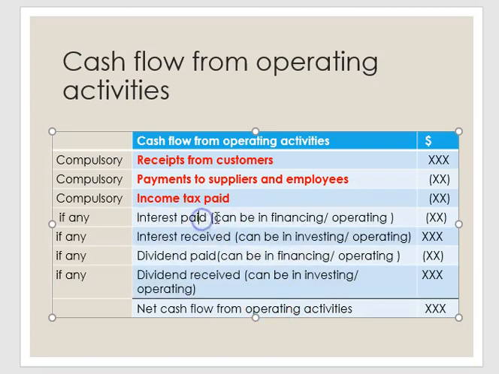So interest paid can be in financing or operating. Interest received can be in investing or operating. Dividends paid can be in financing or operating activities, and lastly, dividends received can be in investing or operating.